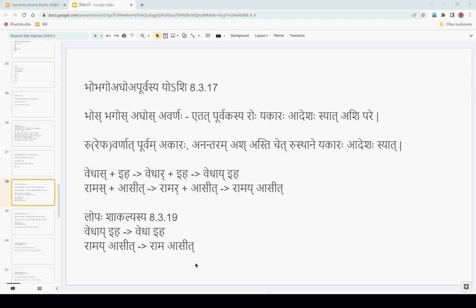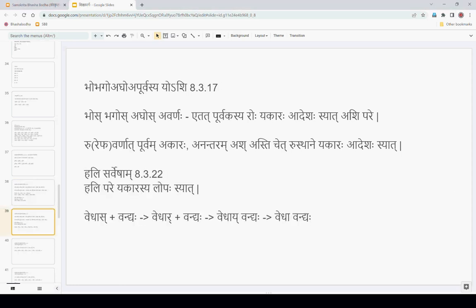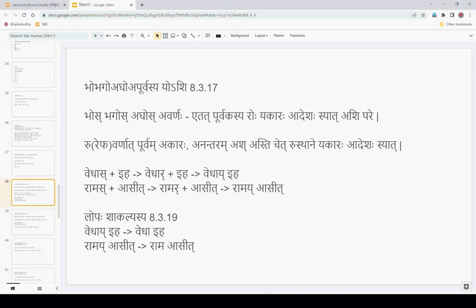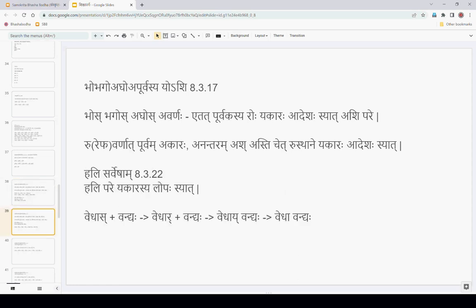Now there is more interesting case here. Let's say bho bhago ago apurvasya ashi bho svagasya. So this we studied already. So now we are looking at another sutra. Now this was bho bhago 8317, then lopa shakalasya 8319. Now 8322 comes into picture. 8322. What does it say?